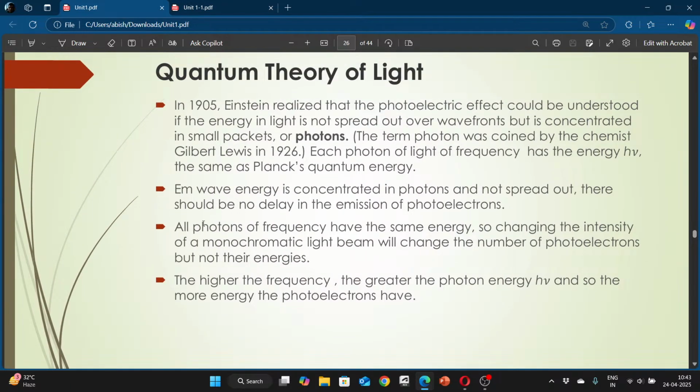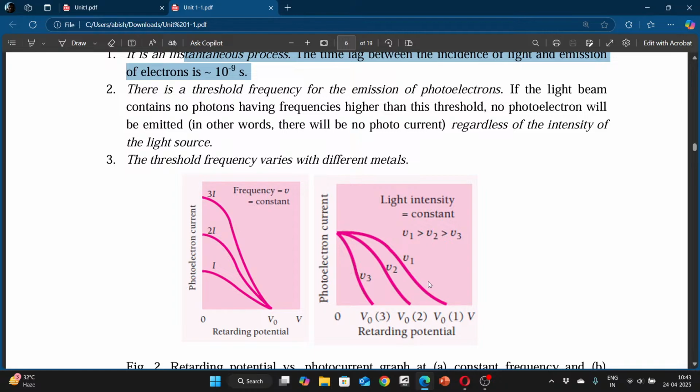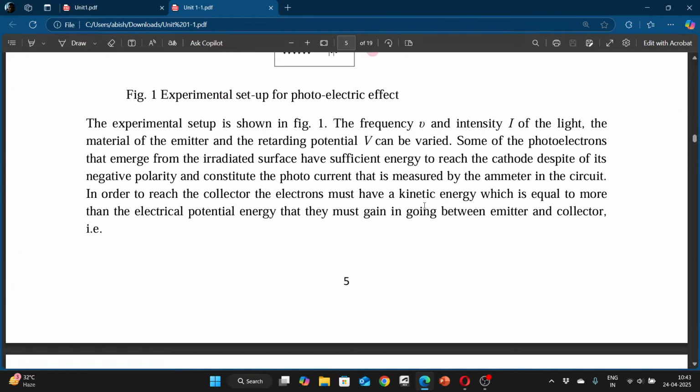The higher the frequency, the greater the photon energy, h nu. So as I said over here, the higher the frequency, mu1 has the highest frequency, so mu1 has the highest energy. So when it has the highest energy, as you know, the maximum over here was written.